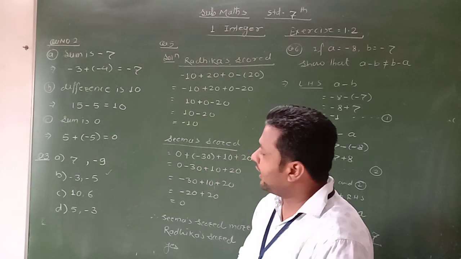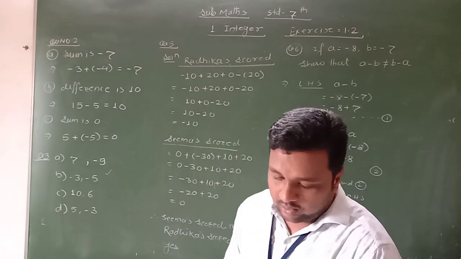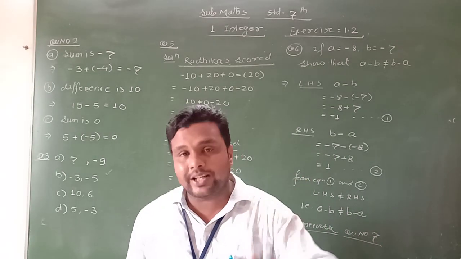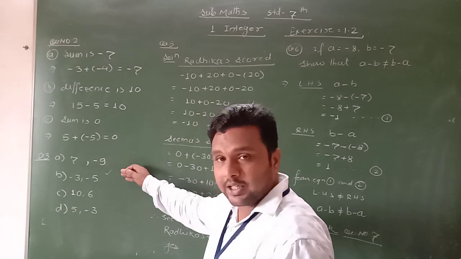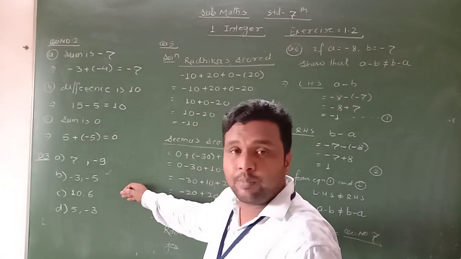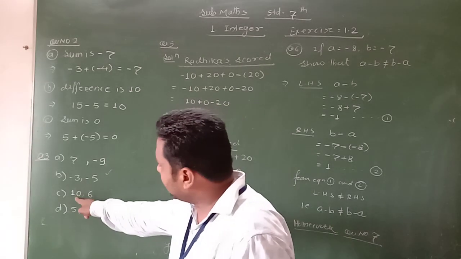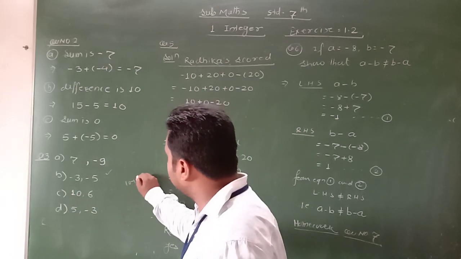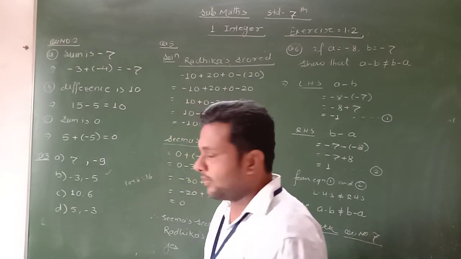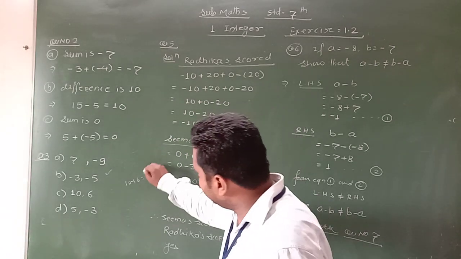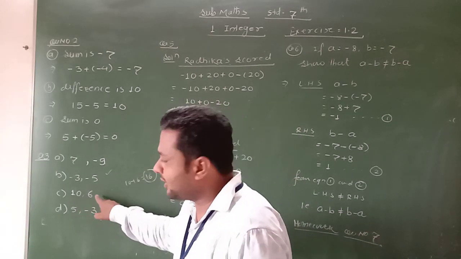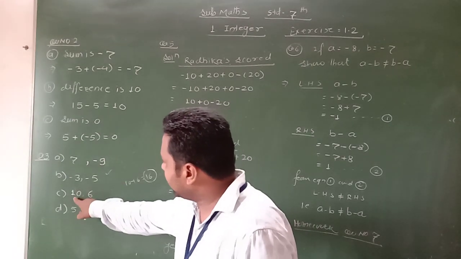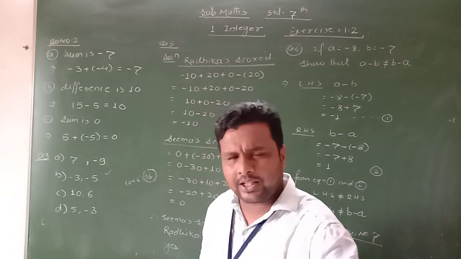Then next is the sum of integers greater than both the integers. Earlier it was smaller, here it is greater than both the integers. Here I take both positive, 10 and 6. If you add 10 plus 6, the sum is 16. And 16 is greater than both 10 and 6. Therefore the required numbers are 10 and 6. You can take other numbers also.